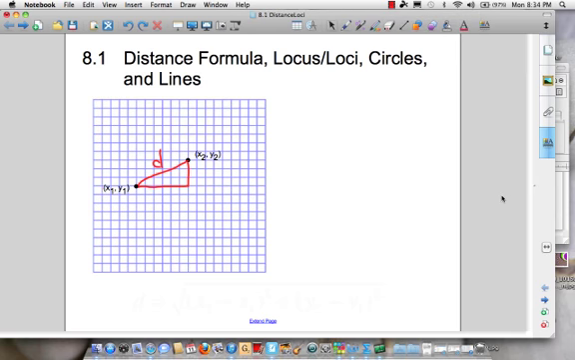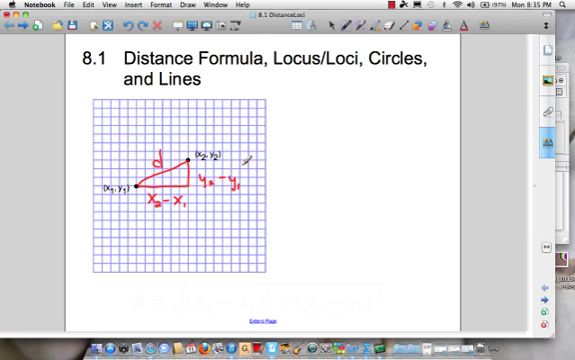Now, in order to use the Pythagorean theorem, we need some expression for the length of each of the legs of this right triangle. So the horizontal leg goes from x1 to x2. That means its length would be x2 minus x1. Because if you think about it, if it's going, say, from 5 to 11, it's 6 units long. And we can make a similar argument for the length of the vertical leg being y2 minus y1.